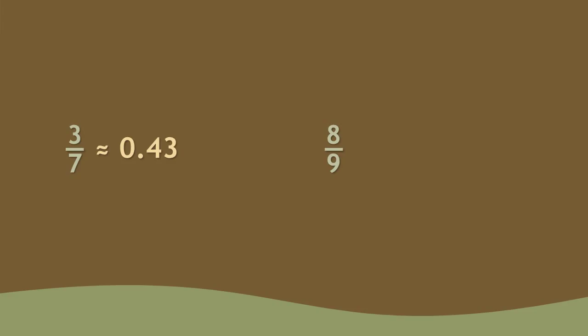Now remember, when you hear hundredths, that's the clue that you can write that decimal as a percent: 43%. Okay, with 8/9, same thing. Go ahead and pause the video and practice turning that into a decimal and then into a percent. Good job. With 8/9, you should have ended up with a decimal of 0.89, or 89 hundredths, and 89 hundredths equals 89%.